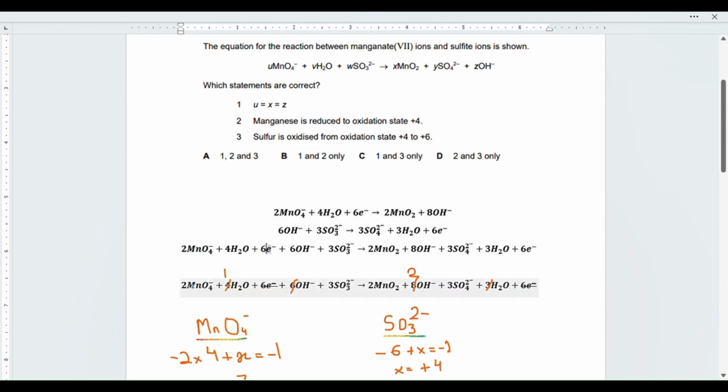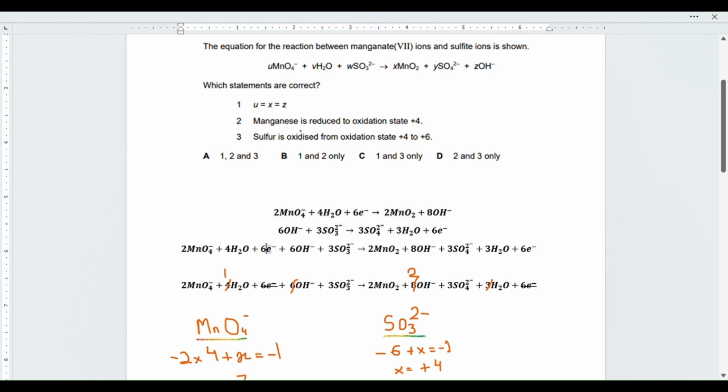U over here, if I match my equation, is going to be 2. Z over here is also going to be 2. Z is the one attached to OH, this is going to be 2. And X over here is going to be 2 as well. So 1 is definitely correct. My answer is going to be either A, B, or C.